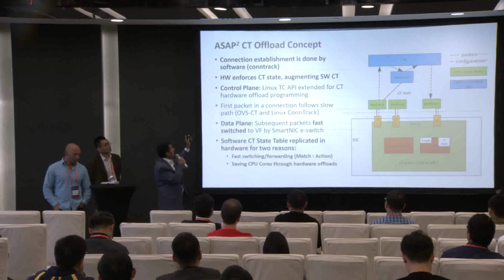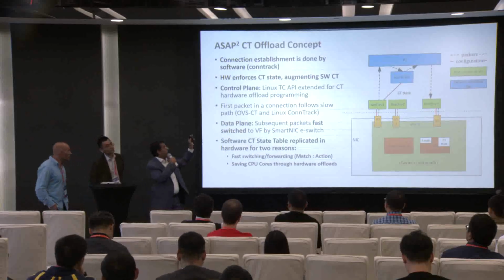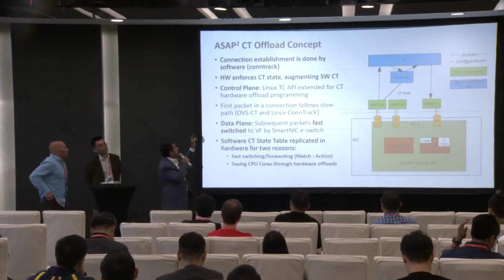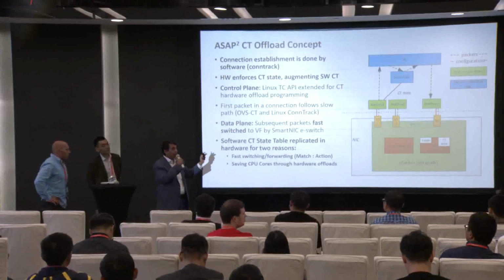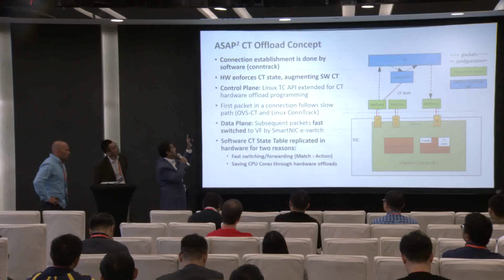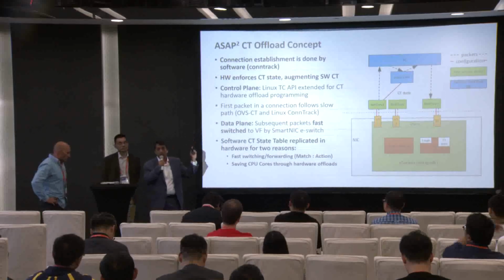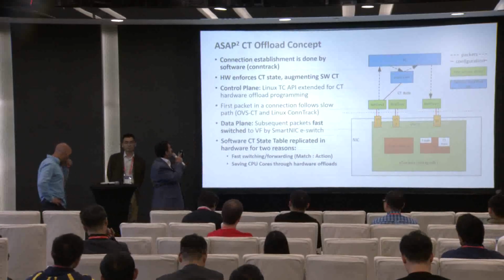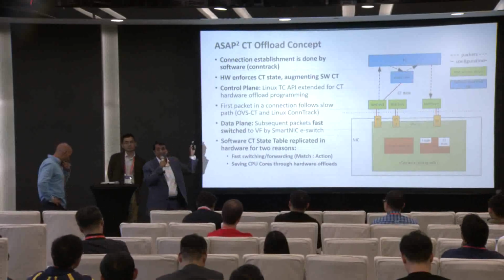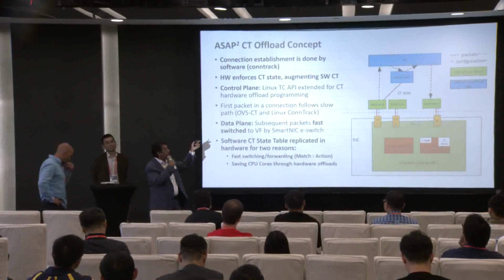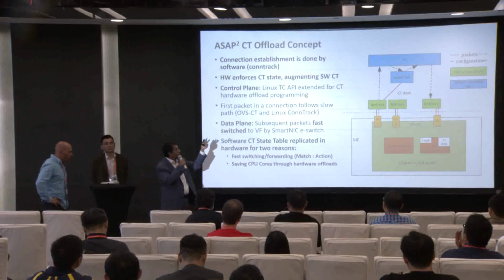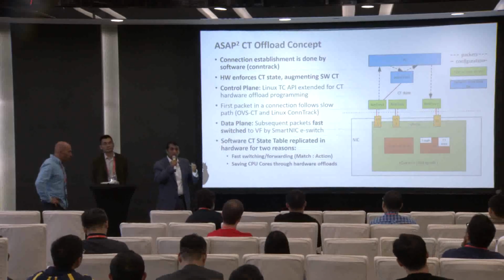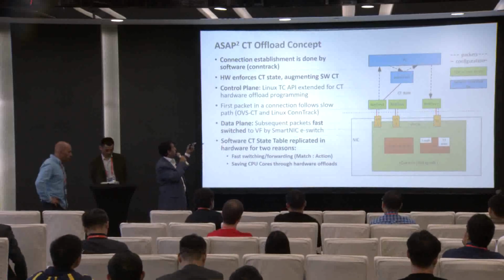So remember one thing in the hardware CT offload, we are not doing this all in the hardware. We are doing it the way it is currently designed, which is the connection establishment is done in the software through the conntrack module. There's no change to that. What we are doing is our hardware is enforcing the CT state. So you tell through the TC API that you need to track a connection state for a packet. And then once you have that, that's the control plane part.